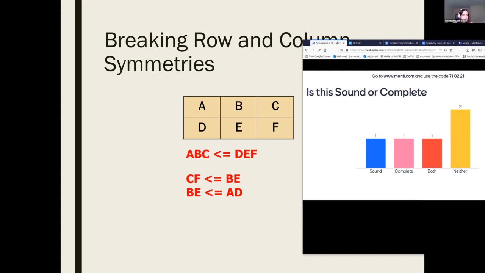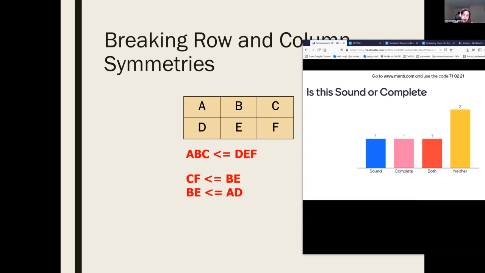Now, okay, if someone's written a paper on the topic, I hope I've got the answer right. I did double check this morning. So the answer, and I was being a bit sneaky with this one, is it is complete. It is complete, but it is not sound.